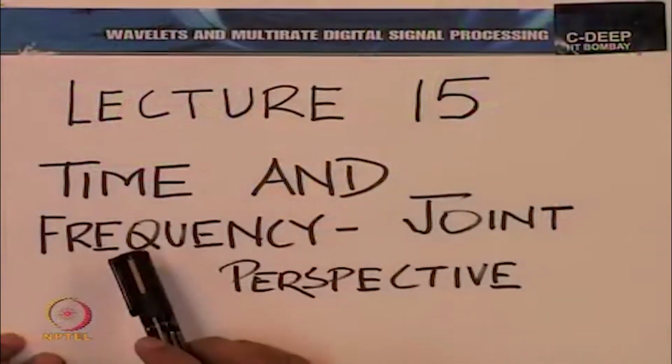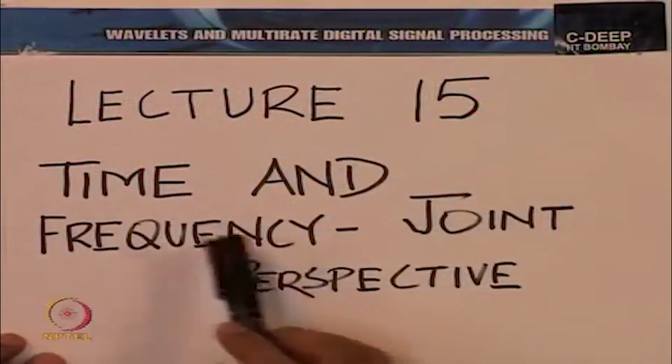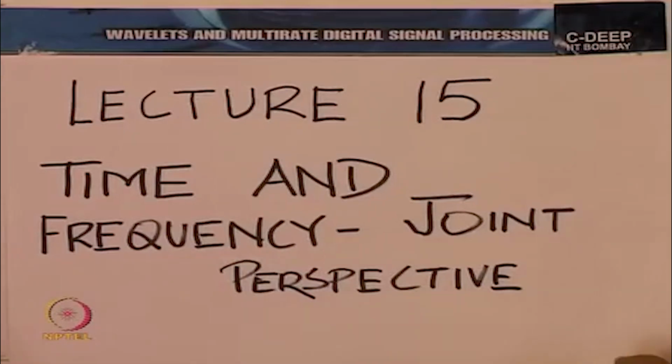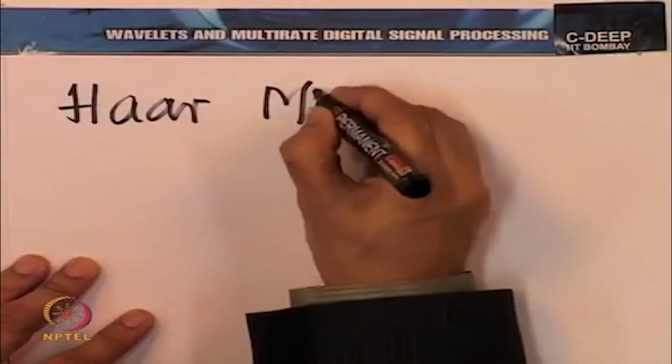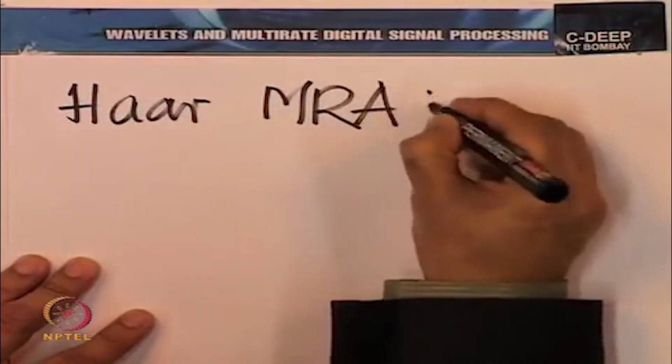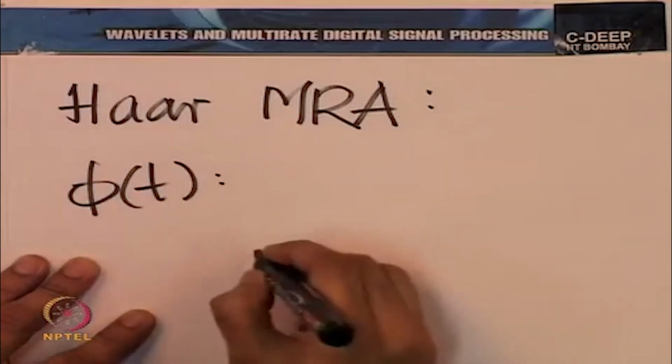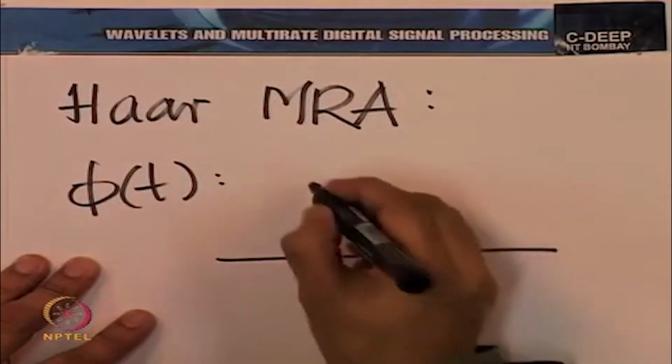So, we shall call today's lecture a joint perspective, time and frequency. And we shall set out first to look at the Fourier transform of phi t and psi t in Haar. So, the Haar MRA. Let us begin with the phi t and let us look at its Fourier transform.